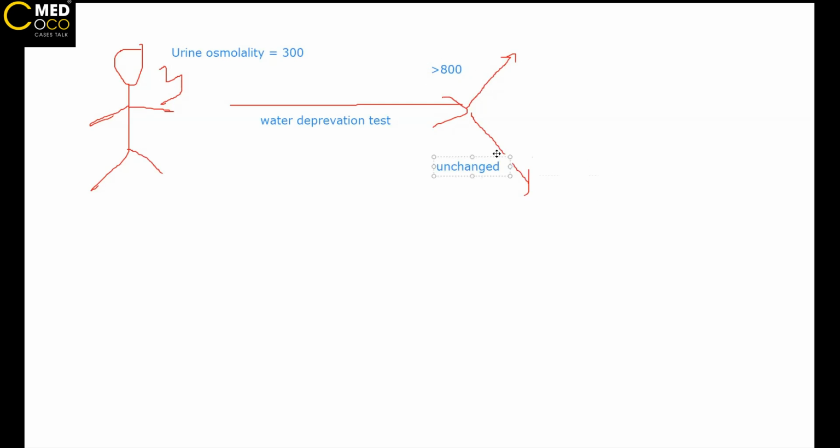So, if the patient goes through the water deprivation test for 24 hours, the patient doesn't drink, and the urine osmolarity is unchanged, that means the body does not respond, or does not have the means to respond. That's how I interpret it. And this is normal physiology.